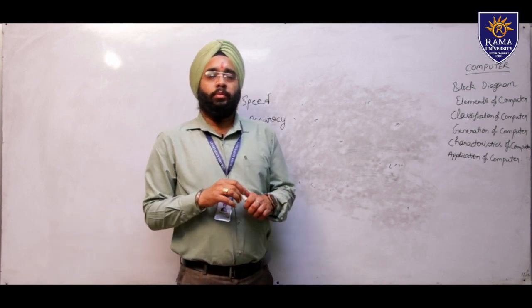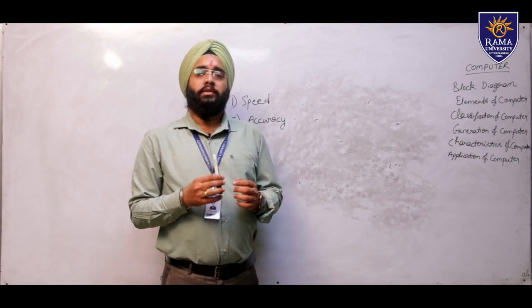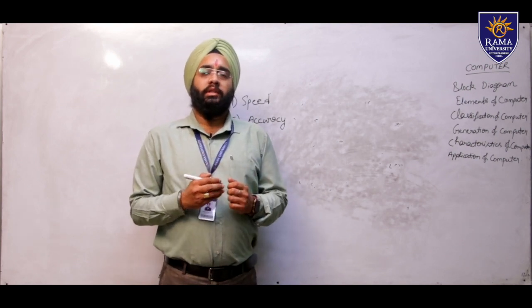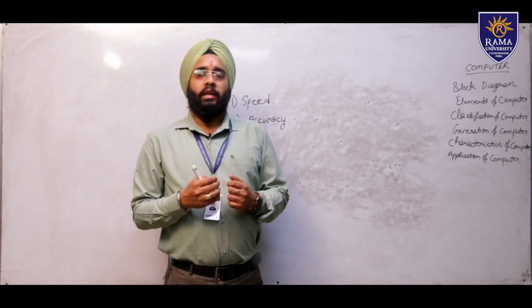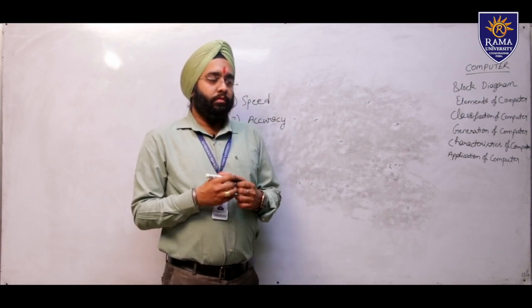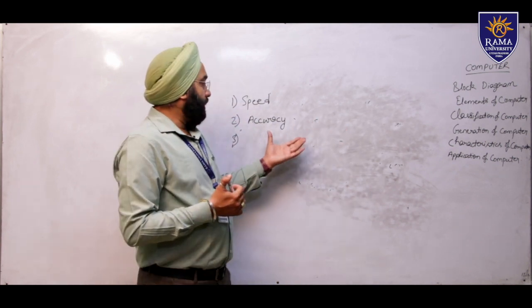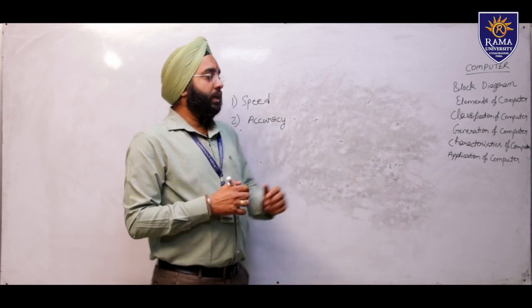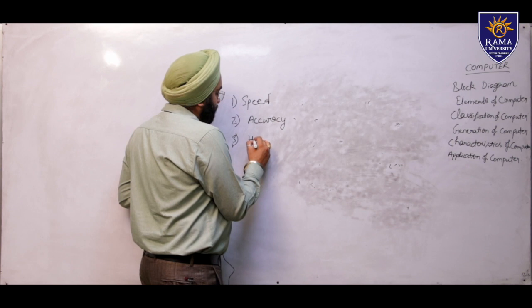The second thing is accuracy. Accuracy means to provide accurate data. A computer can give us 99.99% accurate data. Again, if we compare it with a human being, we can commit a mistake while calculating anything, but a computer cannot, right?